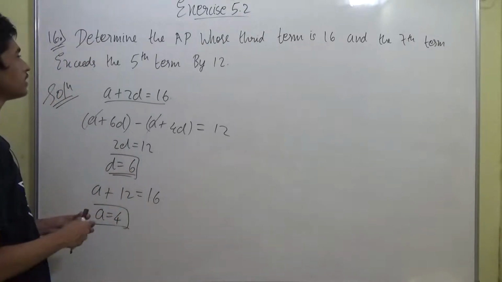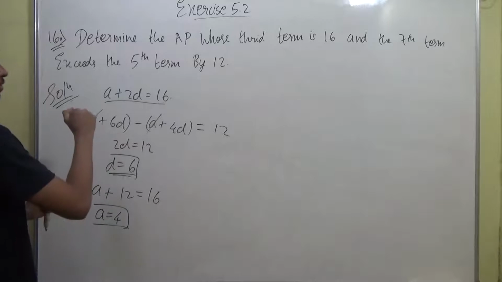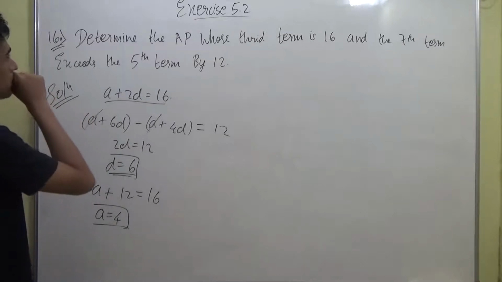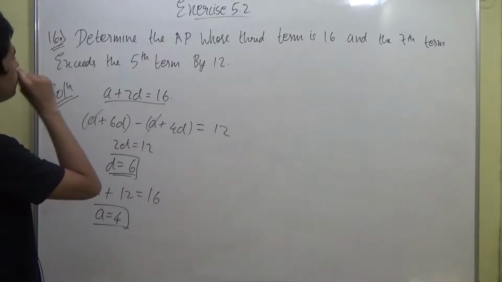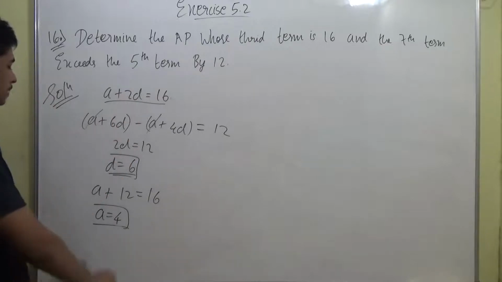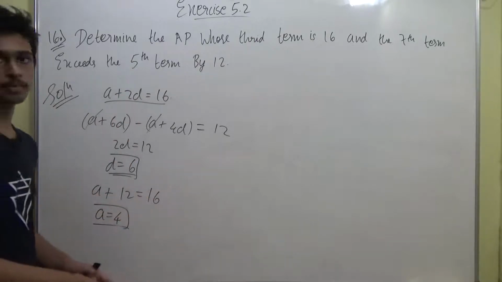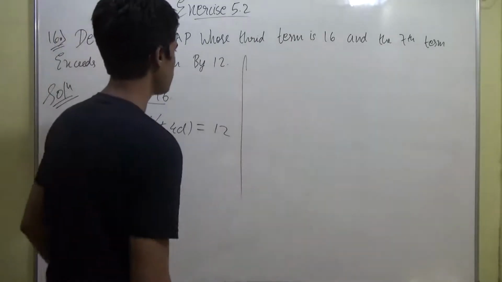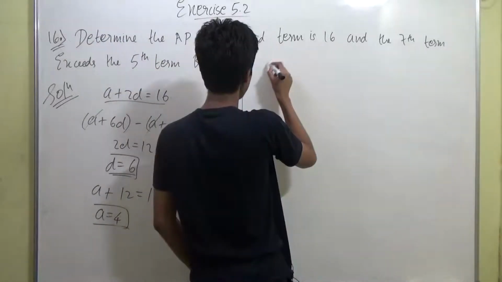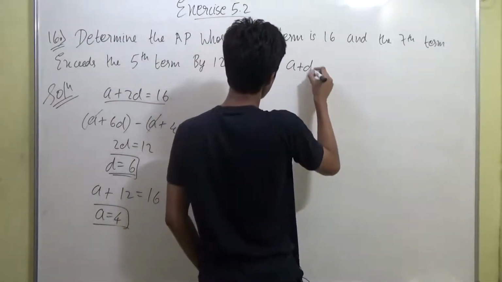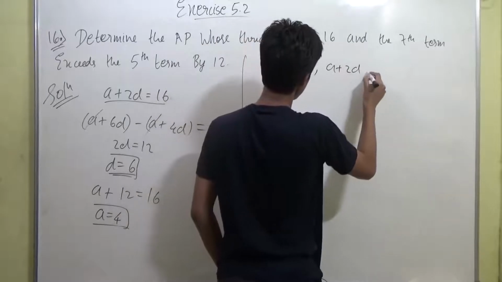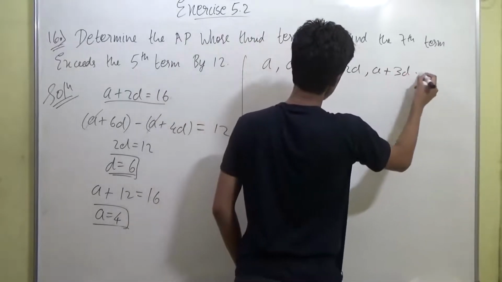Now you have to find the AP, determine the AP. So after finding a and d, you can simply write the AP, right? Because the general form of AP is a, a plus d, a plus 2d, a plus 3d, and so on, right?